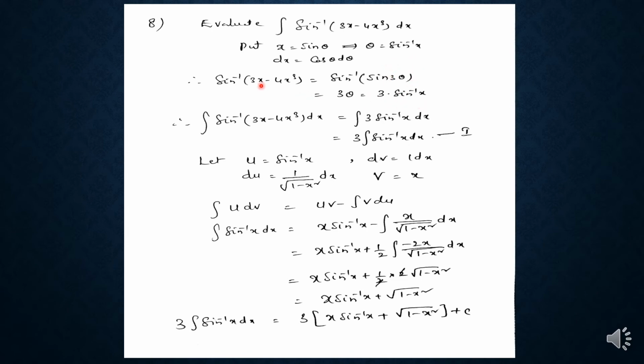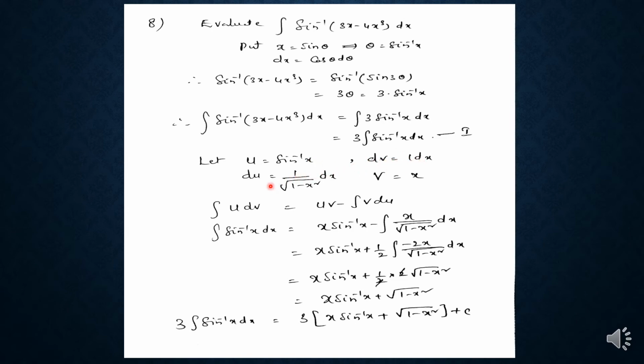So what is the value of sine inverse of 3x minus 4x cube? We can write it as 3 sine inverse x. So that is equal to the integral of 3 sine inverse x dx. To integrate this, 3 into the integral of sine inverse x dx, as in the previous problem, let u be sine inverse x as the first function, and dv is equal to 1 dx.